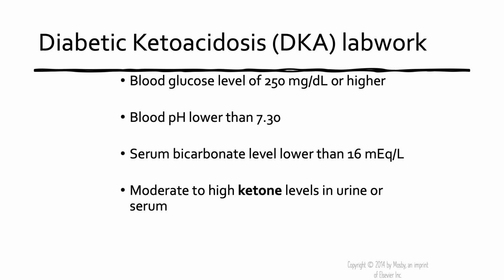Diabetic ketoacidosis is defined by a blood glucose level of 250 or greater, and I believe his was around 500 when they admitted him. The pH will go lower than 7.3, so this is a metabolic acidosis. The bicarbonate level will go low because that's part of what goes on with this. And you'll see ketone levels in urine or serum.